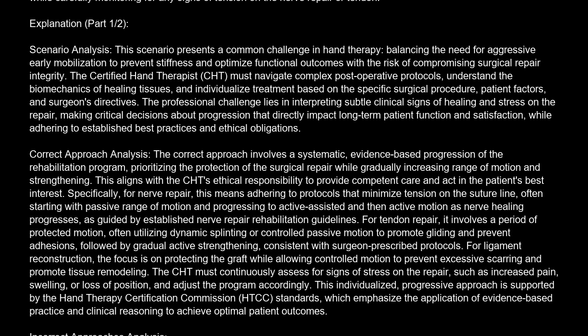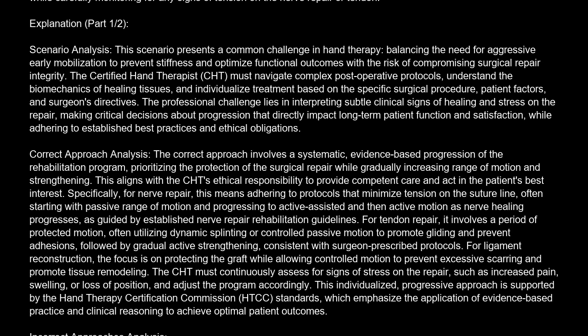prevent stiffness and optimize functional outcomes with the risk of compromising surgical repair integrity. The certified hand therapist, CHT, must navigate complex postoperative protocols, understand the biomechanics of healing tissues, and individualize treatment based on the specific surgical procedure, patient factors, and surgeon's directives. The professional challenge lies in interpreting subtle clinical signs of healing and stress on the repair, making critical decisions about progression that directly impact long-term patient function and satisfaction, while adhering to established best practices and ethical obligations.